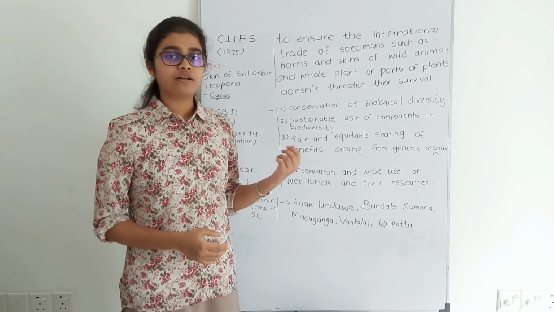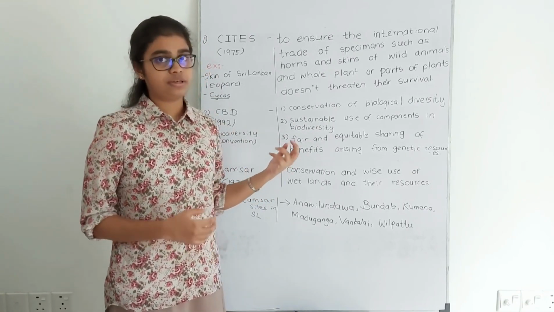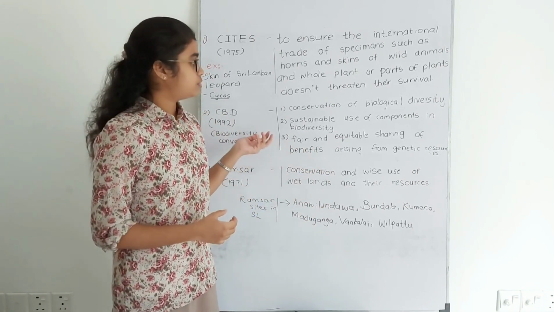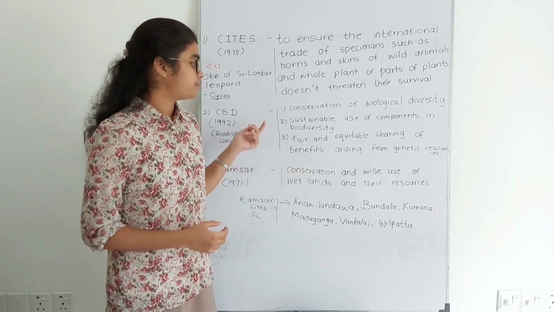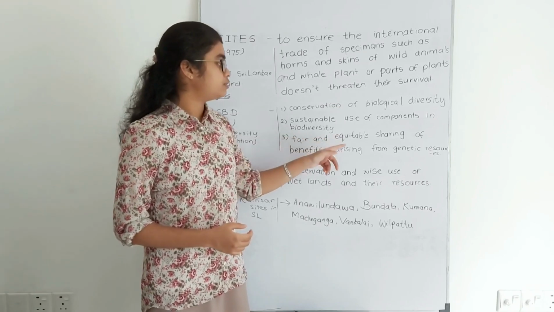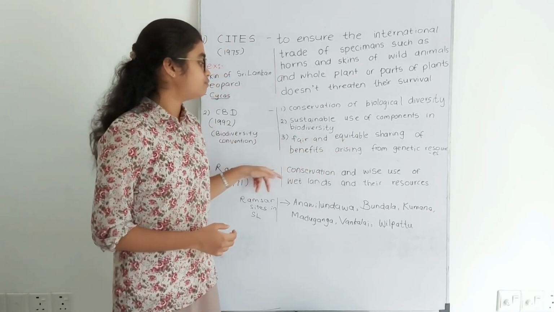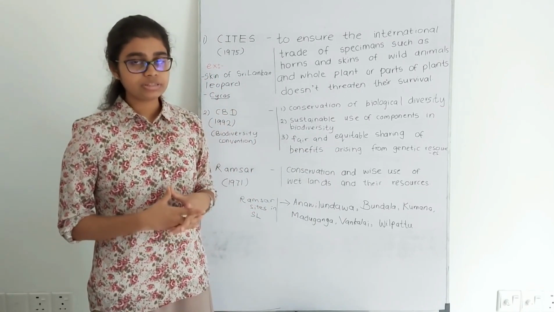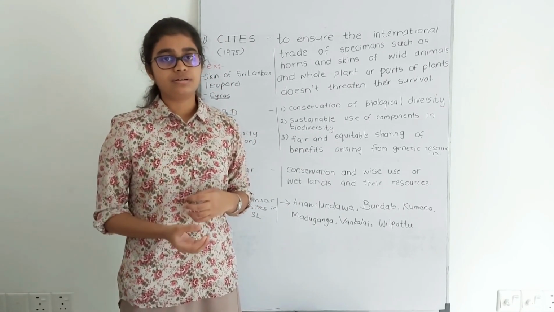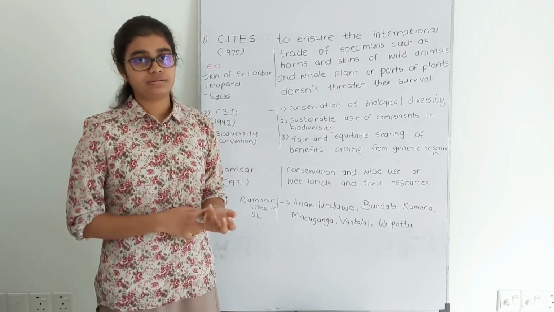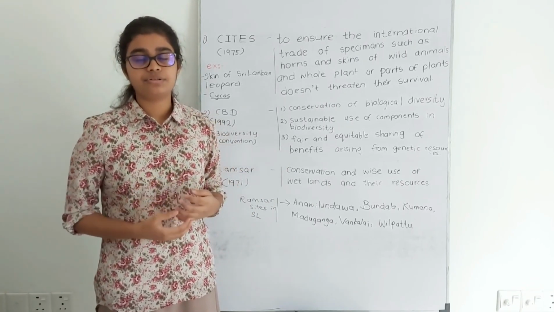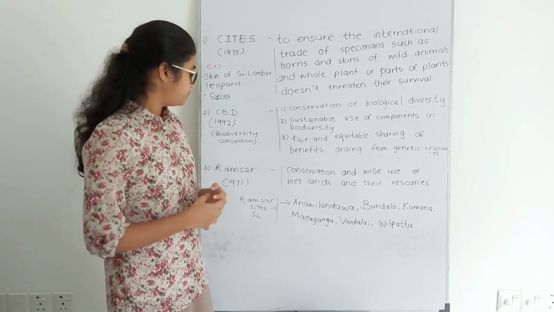Here, laws are imposed, or limits are imposed for over-exploitation. The third is the fair and equitable sharing of benefits arising from genetic resources. Here, the genetic resources and species are shared between countries.